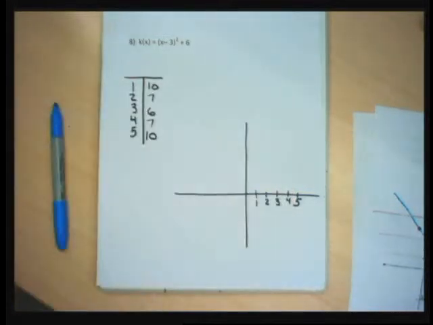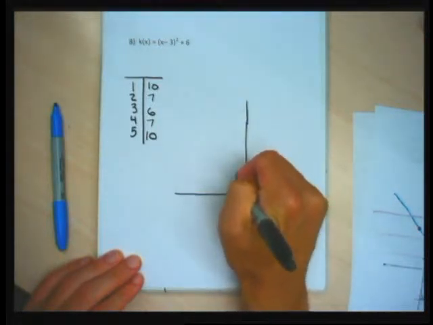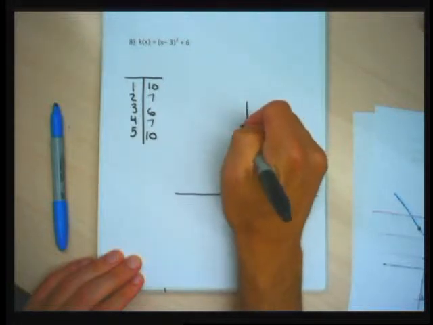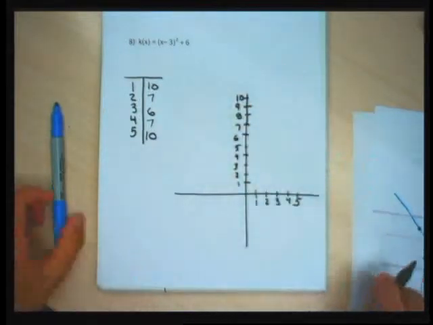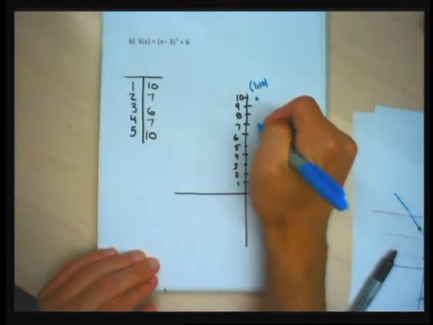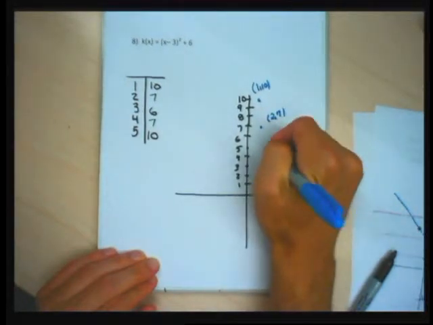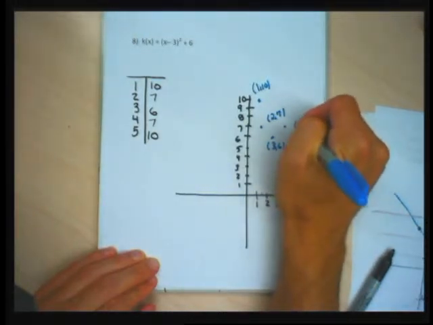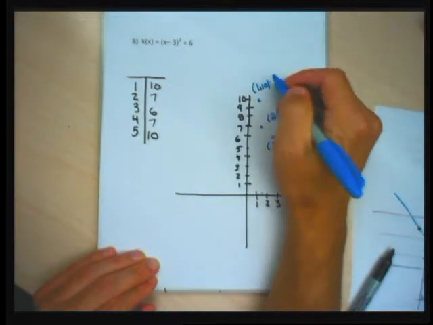So I'll plot those points. You know, it's not going to be a stellar job plotting the points, but it's going to be good enough. So first I see the point 1, 10, then the point 2, 7, then the point 3, 6, then the point 4, 7, and then lastly the point 5, 10. I knew this was going to be a parabola.